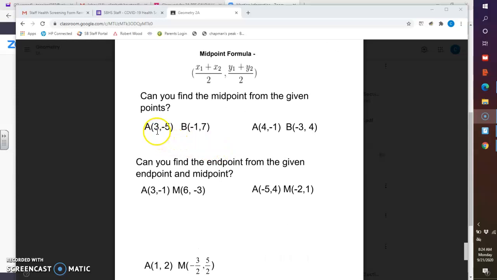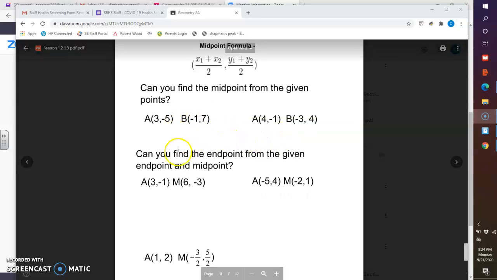In terms of finding a midpoint, it's just 3 plus -1 is 2. 2 divided by 2 is 1. -5 plus 7 is 2. 2 divided by 2 is 1. So 1, 1 would be the midpoint here. You can try the second one on your own.